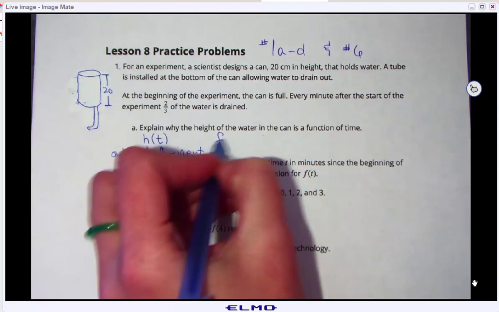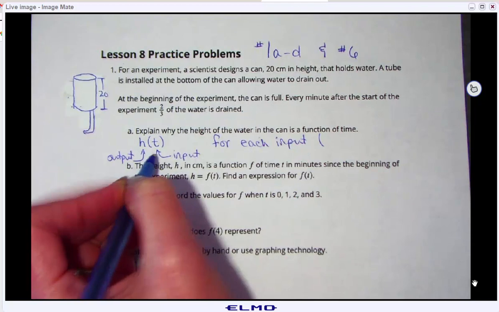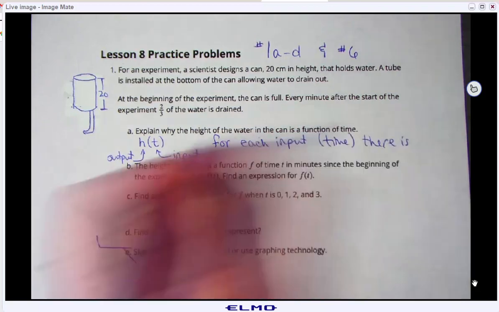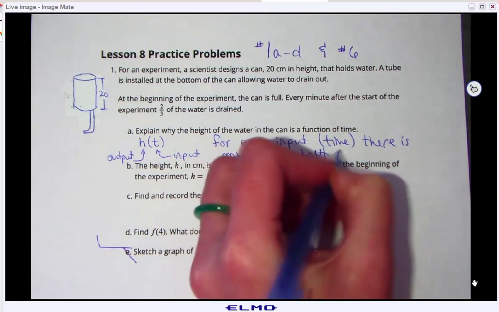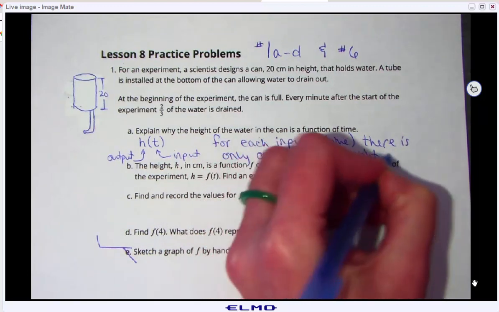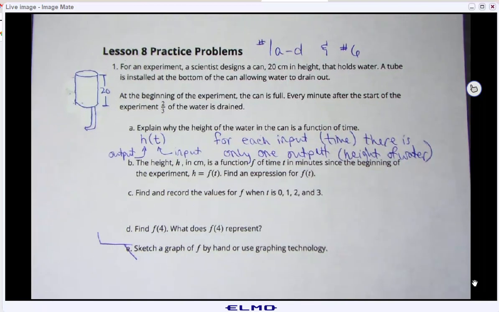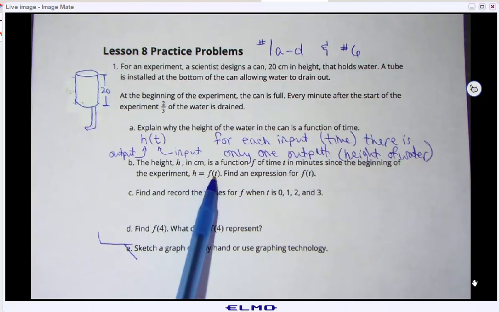So that is our idea, that for each input, which in this case is time, there is only one output, and that is height of water. So we can't ever have two heights at the exact same time. So the height in centimeters is a function f of time t in minutes since the beginning of the experiment.